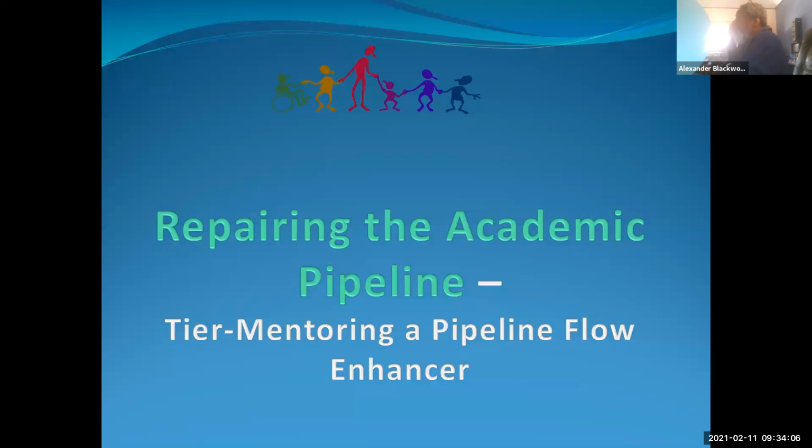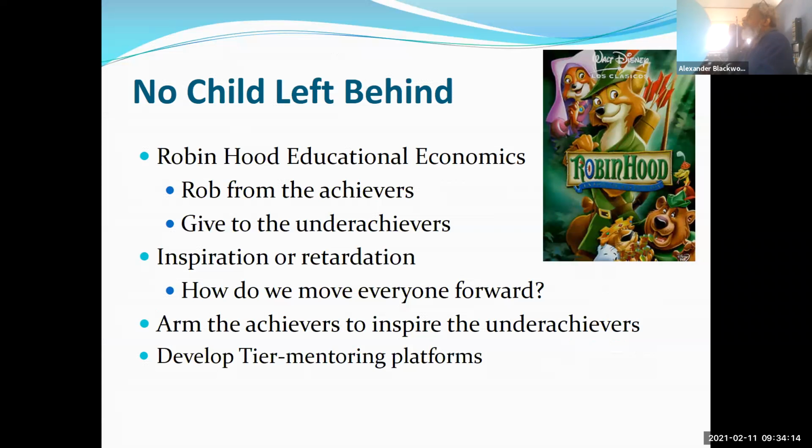So how do you repair the academic pipeline, and what is peer mentoring? Next. The first thing we have to understand is, what do we normally do? No child left behind. We rob from the achievers to give to the underachievers. Do we inspire or do we retard? How do we move everybody forward? Well, we can arm the achievers to inspire the underachievers. Develop peer mentoring.